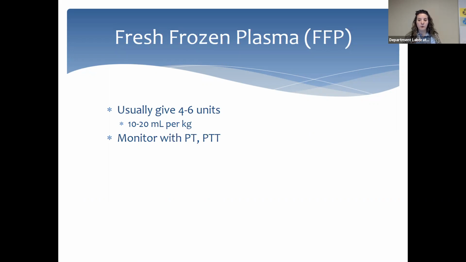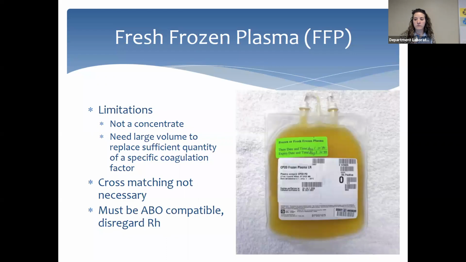So you usually give about 4 to 6 units of fresh frozen plasma. A good rule of thumb is about 10 to 20 mils per kilogram. And because it is related to coagulation, we will monitor the patient's PT and PTT. And here's what your fresh frozen plasma will look like.